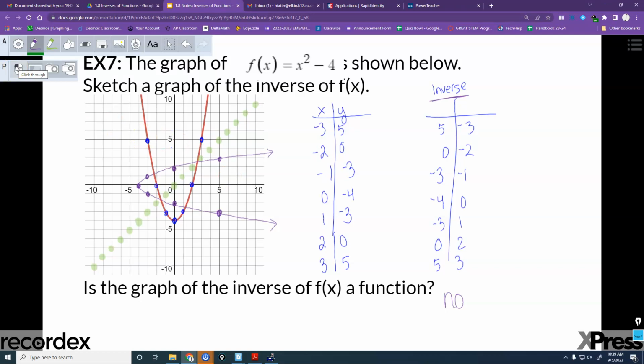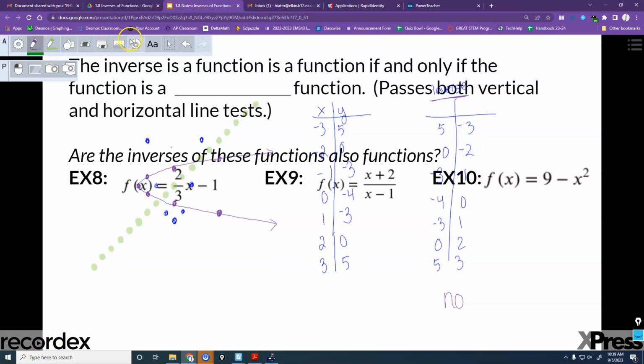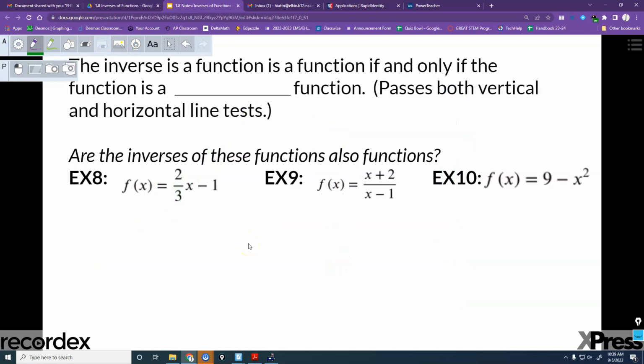Okay, questions so far? All right. So I did put this in here. The inverse of a function is a function if and only if the function is a one-to-one function. So it has to pass both the vertical and the horizontal line test.